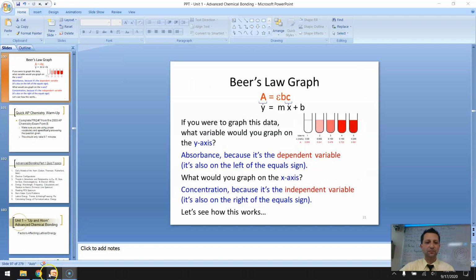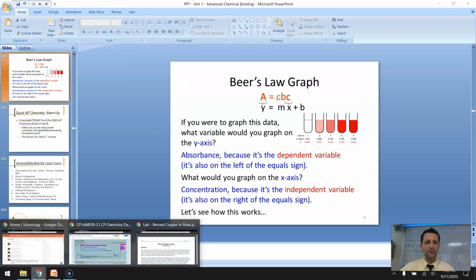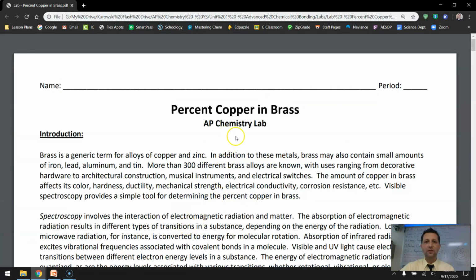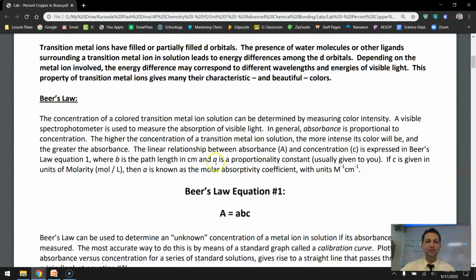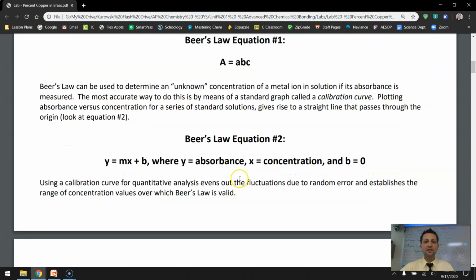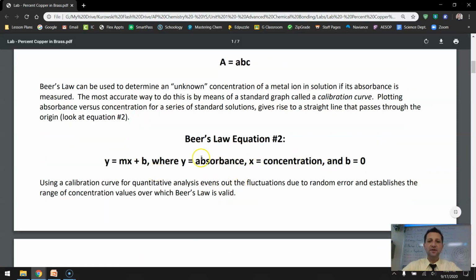Let's take a look at the lab itself really quick, and then we'll go from there. Okay, so here's the lab itself. Pre-lab. Okay, here's the y equals mx plus b information down here. Tells you what this stuff means right there.